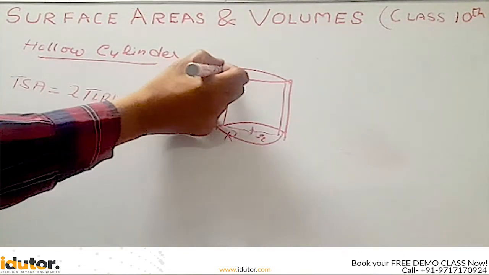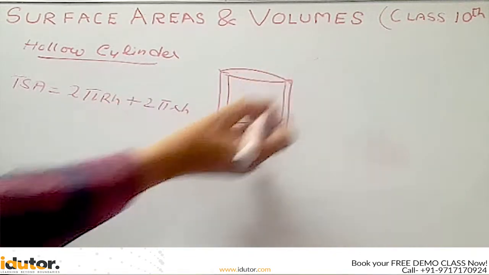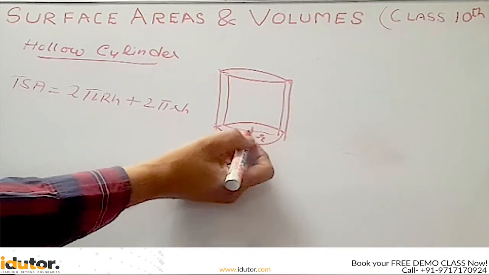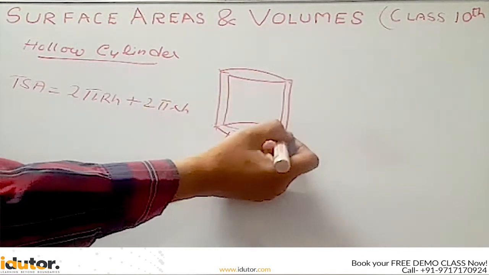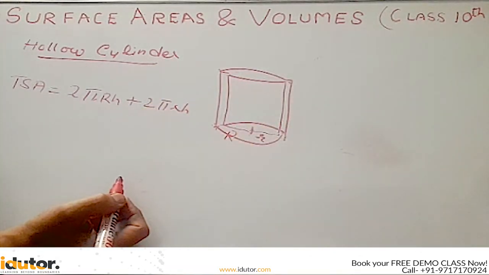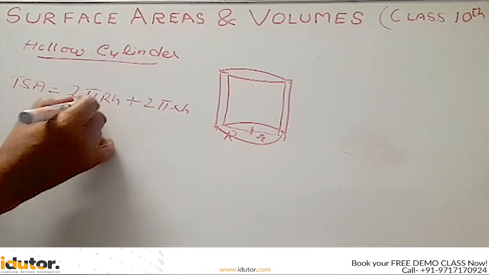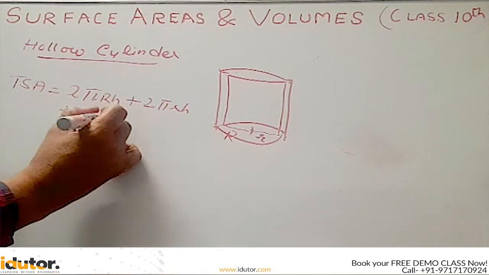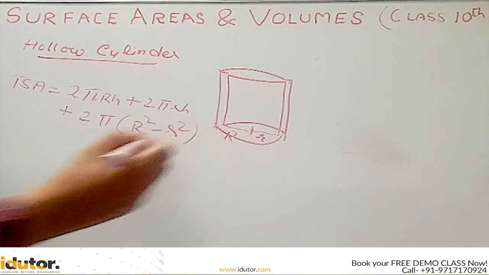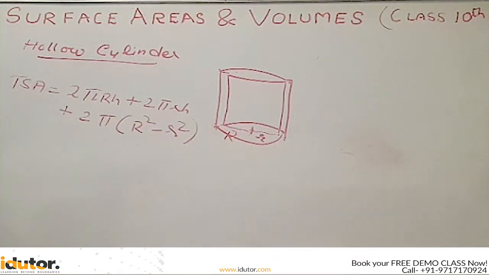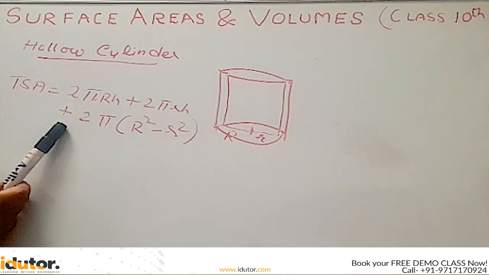Also, we have to add this part. This is the additional part of the difference between two radius. This part and this part, you see, all the parts. So here it will be plus 2 pi (R square minus r square). So this is how we find out the total surface area of a hollow cylinder.